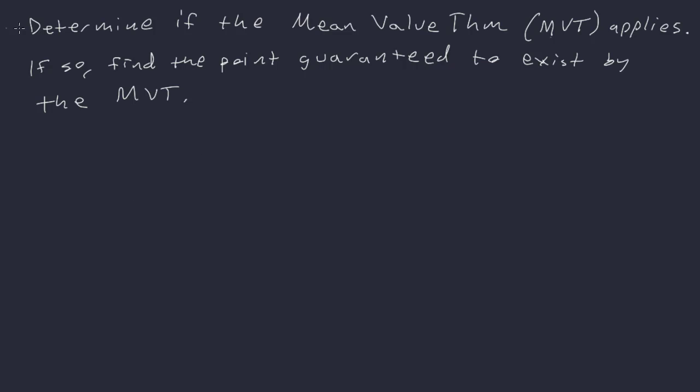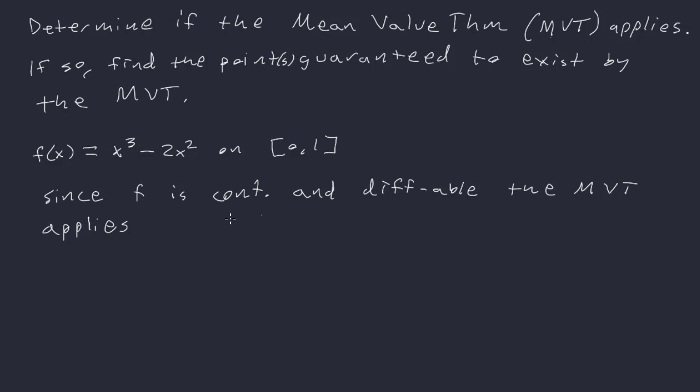Okay, like before, we're going to determine if the mean value theorem applies. Less things to check now, but we still need to check if the function is continuous and differentiable. And if so, we want to find the point or points guaranteed to exist by the mean value theorem. To give an example, let's say f of x is equal to x cubed minus 2x squared on the interval 0 to 1. This is a polynomial, so it's continuous and differentiable, so that part's fine, and that's all we need for the mean value theorem. So the mean value theorem can be applied because f is continuous and differentiable.